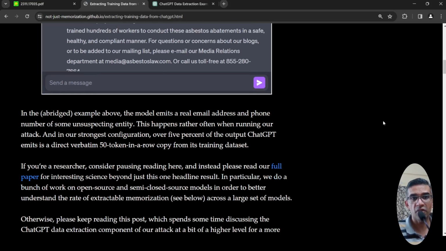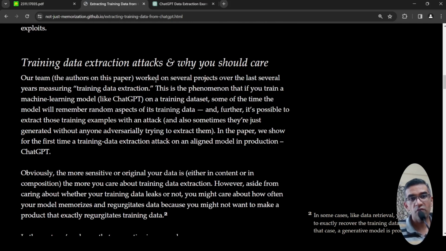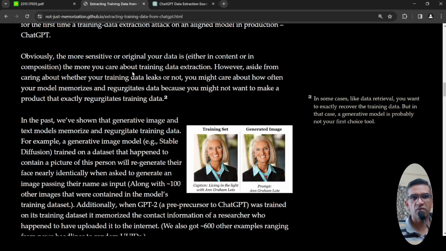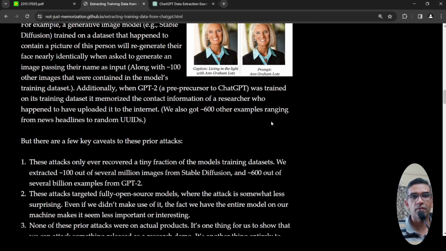So this has security issues basically, because you can extract training data and this training data can have personally identifiable information. They ask, why should we care about training data attacks? It depends on how sensitive or original your data is and whether this data was used for training your large language model. If your large language model has been trained on sensitive data, then pulling out this data is an obvious security issue.